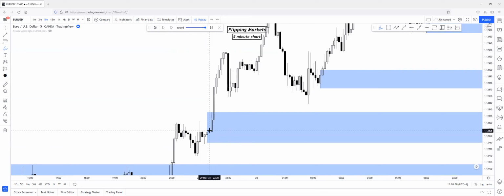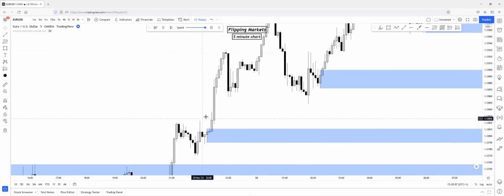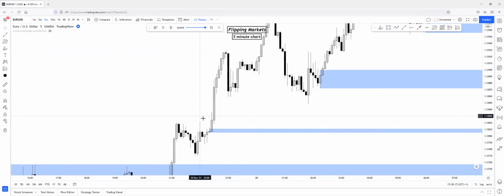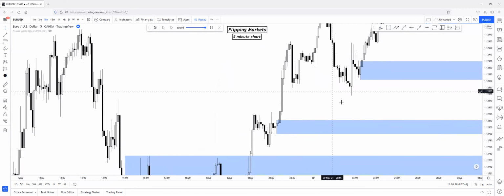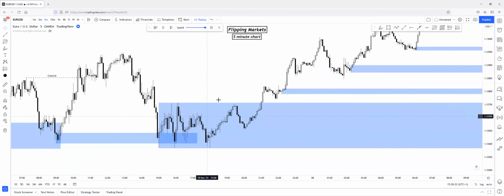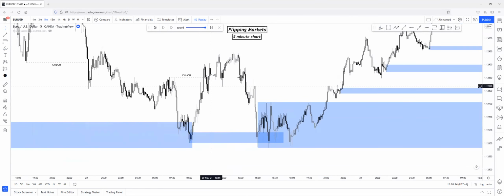But if you don't want to use this small candle, you can just simply use the bigger candle like this, because the taps are almost equal and the inefficient push started from these taps. So if you don't want to use this small zone, you can just simply use the bigger one. Okay, so the next one, this big zone, is the 4-hour zone.